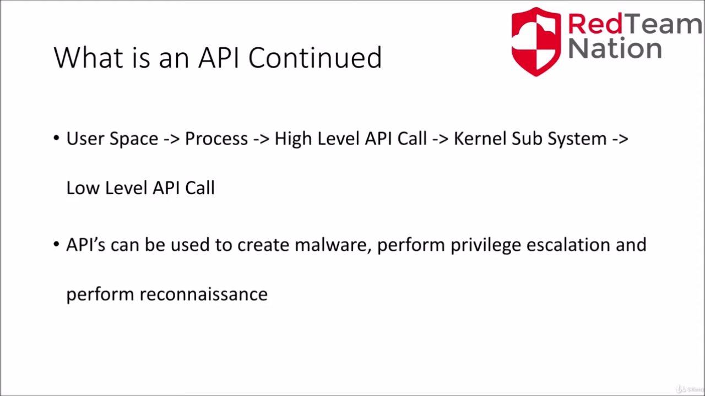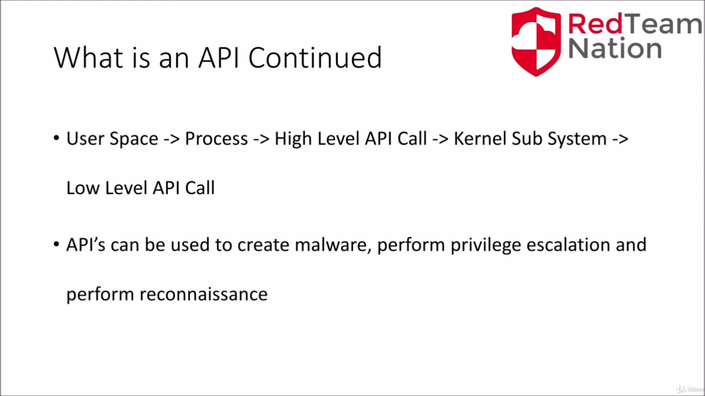When you look at API calls, there is user space. So when you initially get on a machine, let's say you've logged into your Windows machine, you are in user space. When you launch a process, such as double-clicking Chrome or Internet Explorer or Firefox or Notepad, whatever you want to use to open up a process, you are opening up a process in user space.